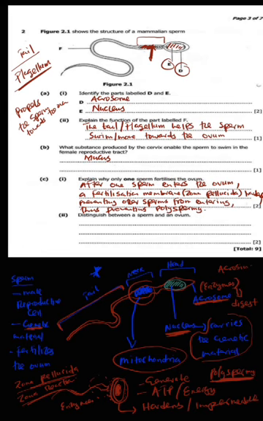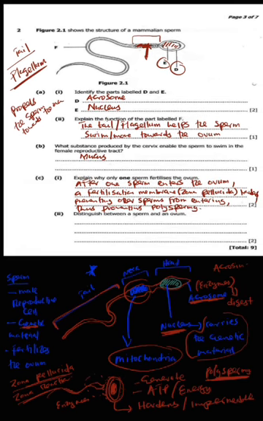Okay, the last question says distinguish between a sperm and an ovum. So what's the difference between a sperm and an ovum? 2 marks. So we can just bring out 2 points. We can compare the size. We can talk about the parts that they have. Someone can simply say a sperm is small, usually motile. It's able to move on its own. Remember, it has the tail, so you can say it's motile, able to move on its own and has a tail.